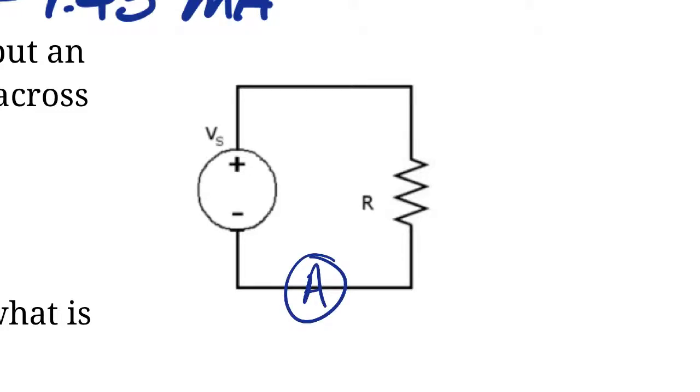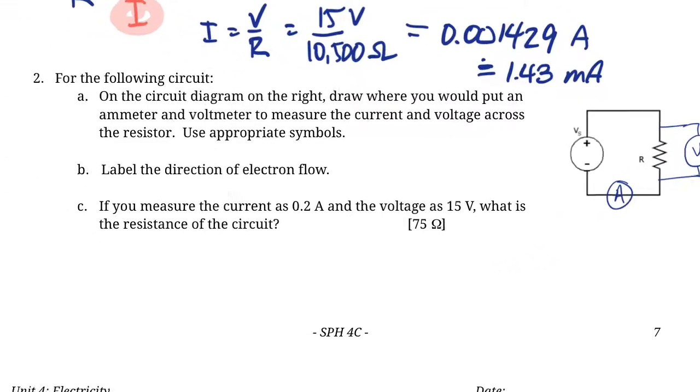A voltmeter, on the other hand, we wouldn't put in line with the circuit because a voltmeter wants to measure the potential difference between 2 points. So if we wanted to measure the voltage across the resistor, we would hook up 2 wires on either side here and put the voltmeter here. So the voltmeter is basically testing the voltage on each side of that, and it would tell us what the voltage difference is between those 2 points. So basically it's telling us what the voltage of this resistor is, right? So that's the answer to A.